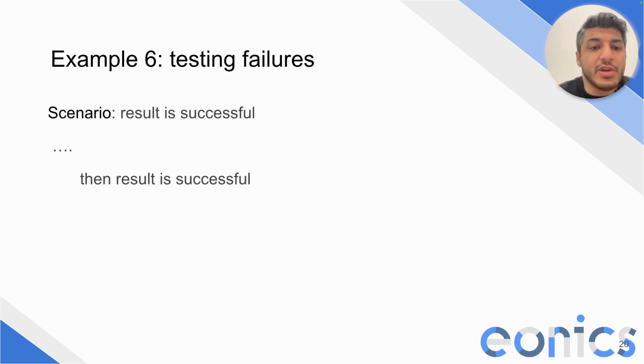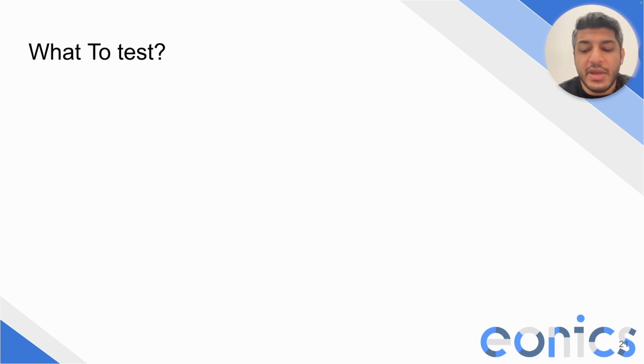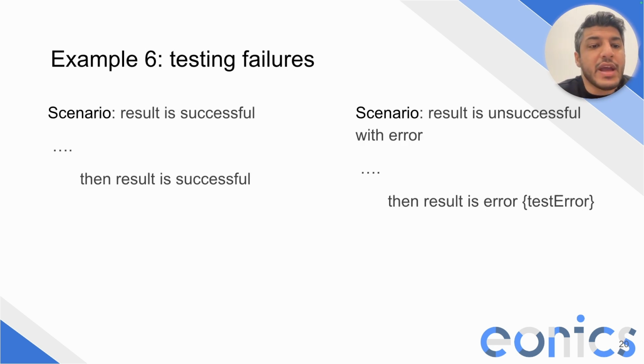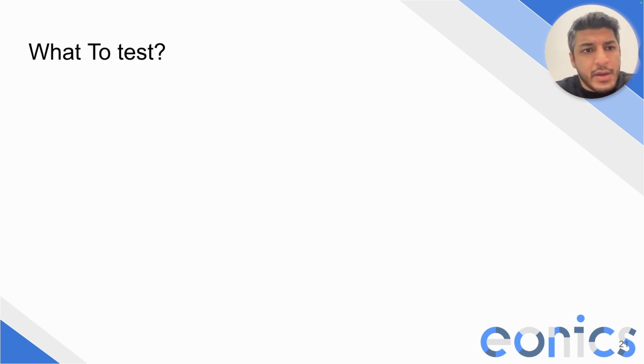Testing failures. So we also have to be able to test failures. Here we have a scenario on the left, which is a success scenario, and the one on the right is a failure scenario. So we can just test for whether an error happens, and we can use the same logic with placeholders here as well. As you can see in the test error, we have the same logic.